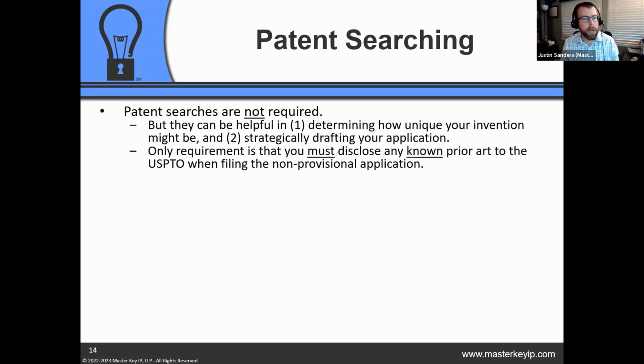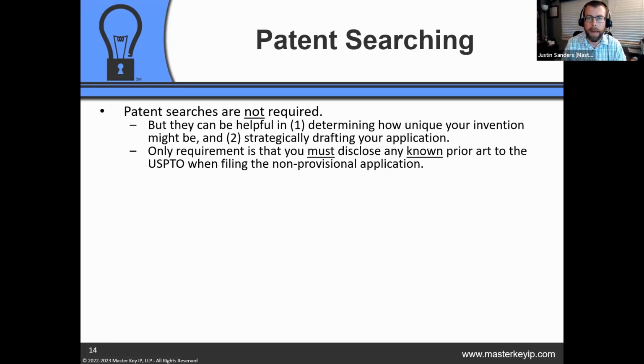So patent searching, again, is not required, but it can be helpful if you do that searching, because it gives you a general idea as far as how unique your invention is. Has someone else already come up with this idea before? And if so, then you save yourself the money. You don't file the patent application. You can focus that money elsewhere in your business. But again, you're not required to go out proactively looking for prior art.